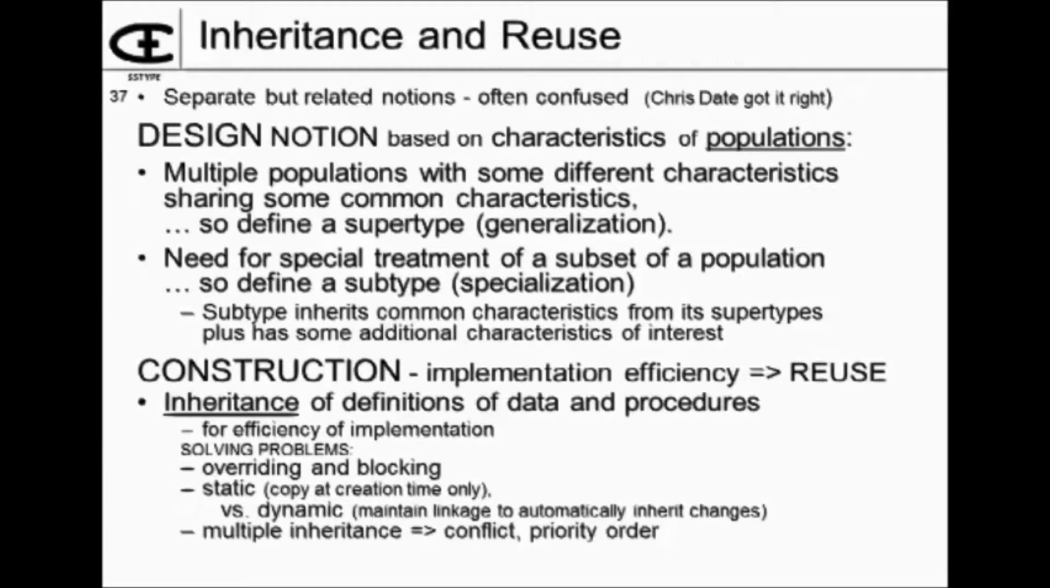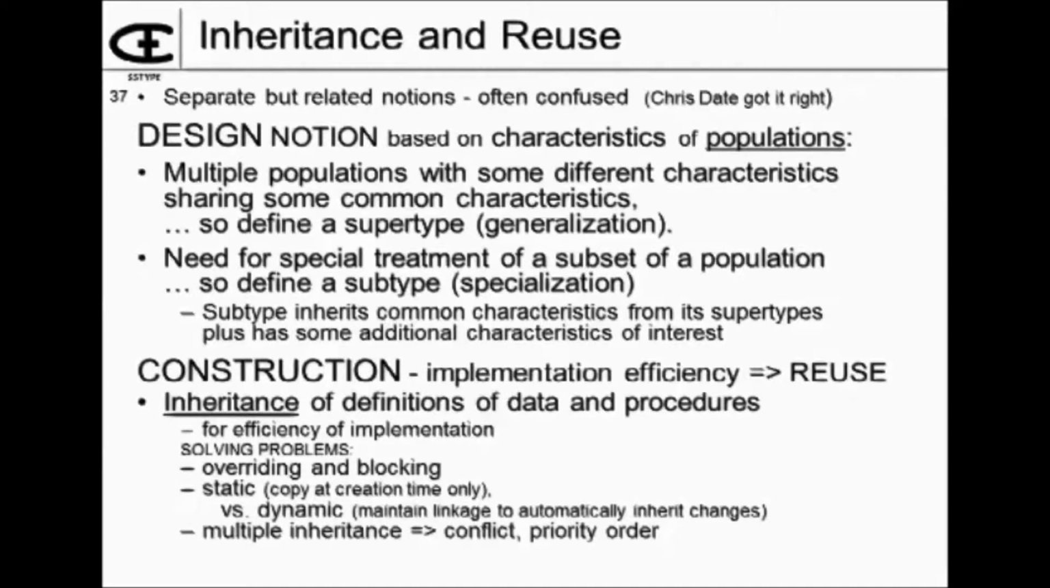So, in the database world, we use it as a design question. It's based upon the characteristics of populations. We could have multiple populations with some different characteristics that share some common characteristics, so we define a supertype. And looking in the other direction, if we have a subset that requires special treatment, then we set up a subtype. And the rule we've been saying is that the subtype always inherits all of the attributes in the supertype, because it is the same thing. You're a member of both populations. You're a member of the supertype and a member of the subtype. If you're in the subtype, you have to be in the supertype.